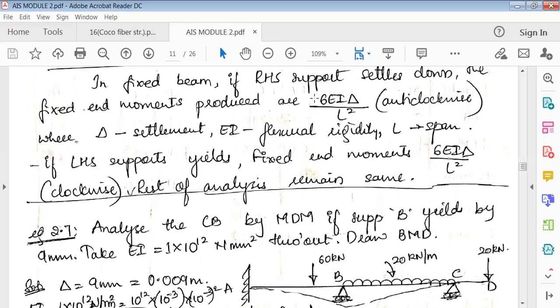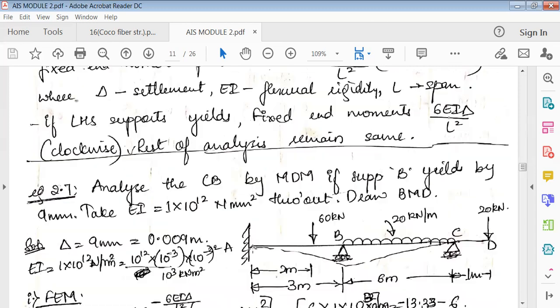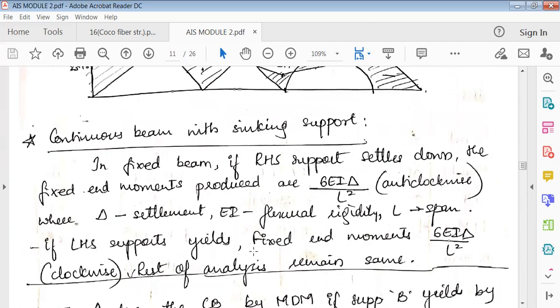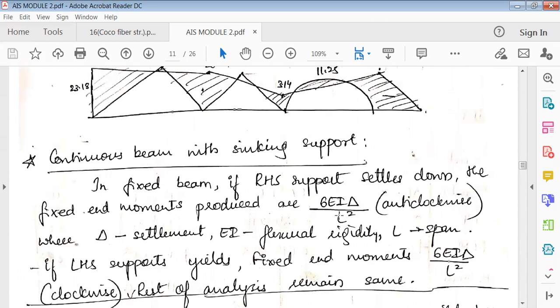So with respect to left and right, you can see here, if the RHS sinks, then MFAB is minus 6 EI delta by L square. Anti-clockwise means minus, where delta is the settlement, EI is the flexural rigidity, and L is the span.